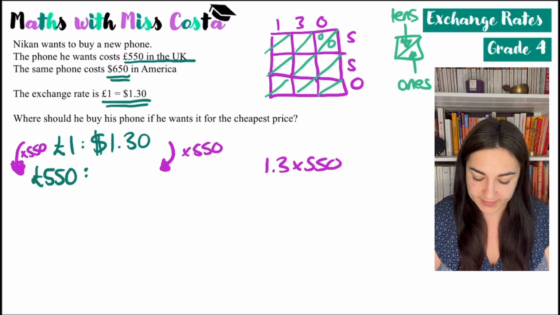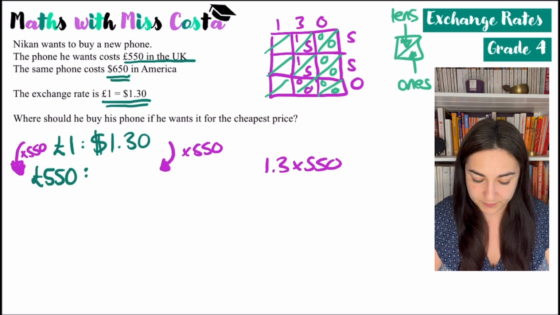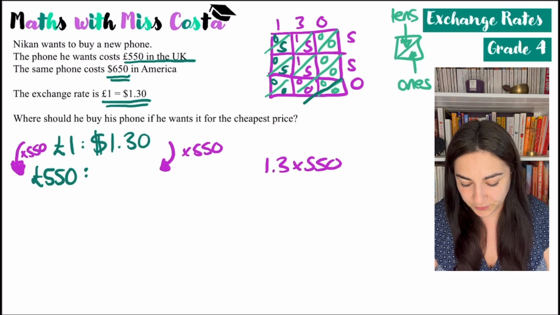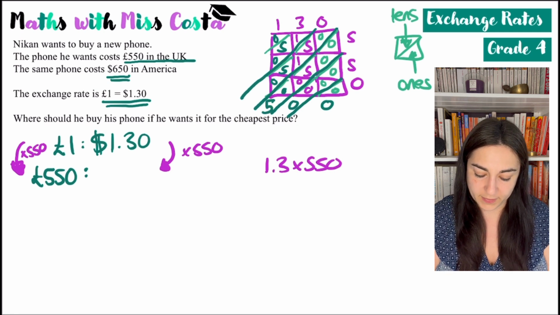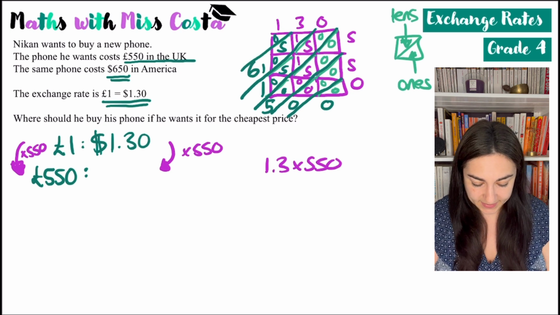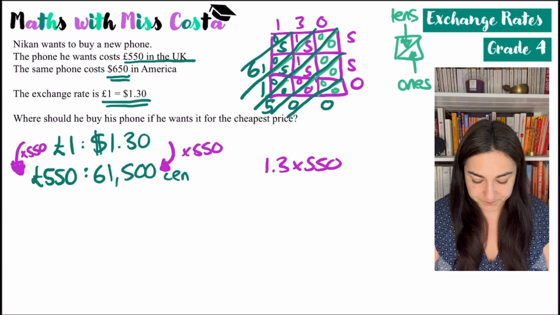So 0 times 5 is 0, 0. 0 times anything is 0, so both of those columns are going to be 0. 3 times 5 is 15, 3 times 5 is 15, and 3 times 0 is 0. 1 times 5 is 5, 1 times 5 is 5, and 1 times 0 is 0. And once you've filled it out, you just go along your diagonals. So this diagonal adds to 0, this diagonal adds to 0, this diagonal adds to 5, this diagonal, 5 plus 5 is 10 plus 1 is 11, so you carry the 1 into the next column, and 5 plus 1 is 6. So I know that £550 is 71,500 cents.